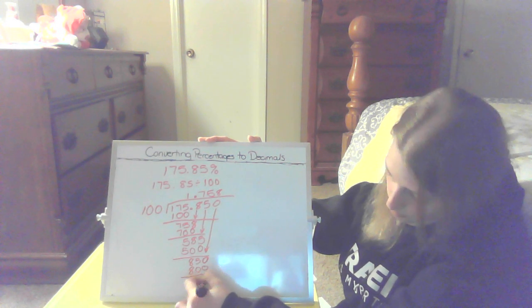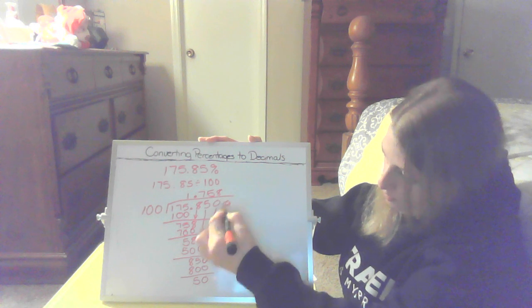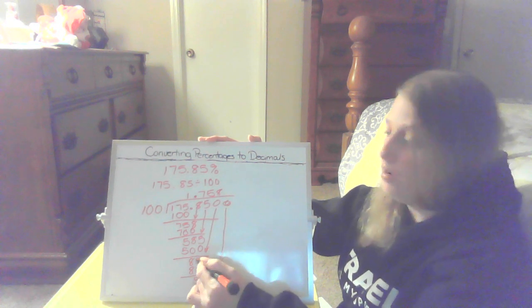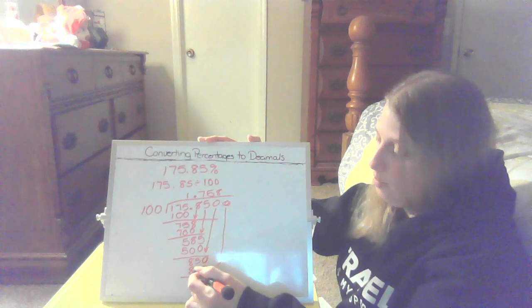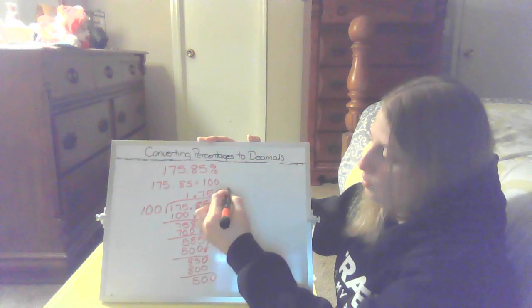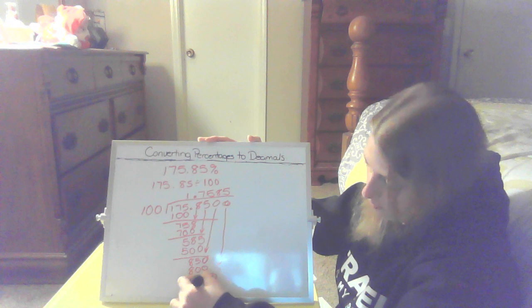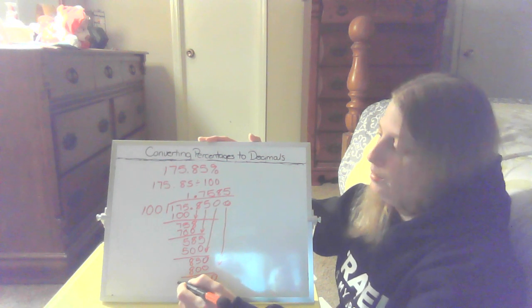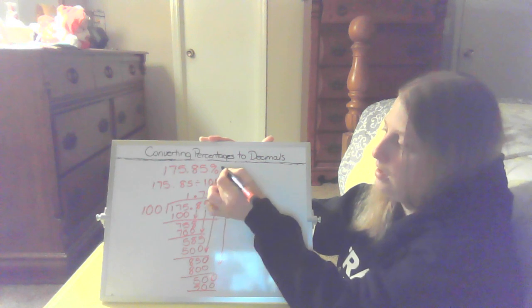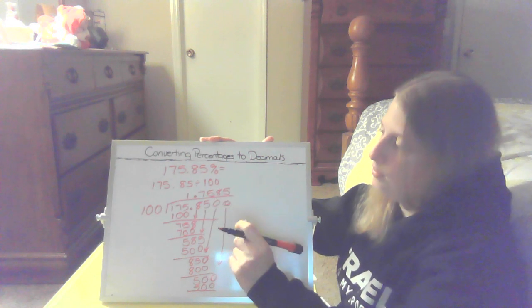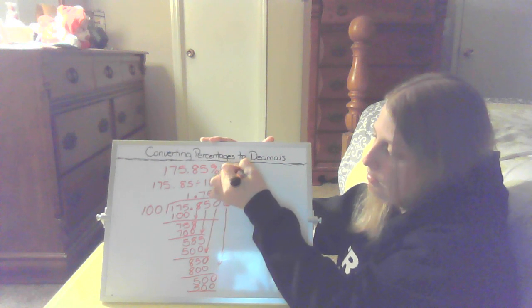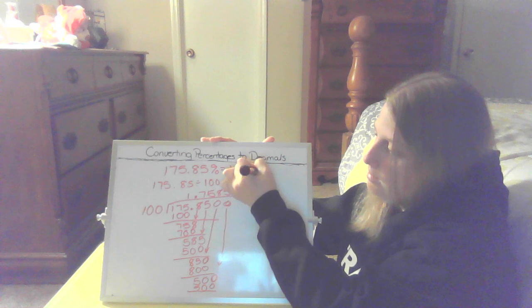And we're going to bring down our final 0 here. And that gives us 500. And we know that 100 can go into 500 5 times. So we're going to put that there. And that gives us 500. And 500 minus 500 is, of course, 0. So our division is done. And 175.85% as a decimal looks like 1.7585.